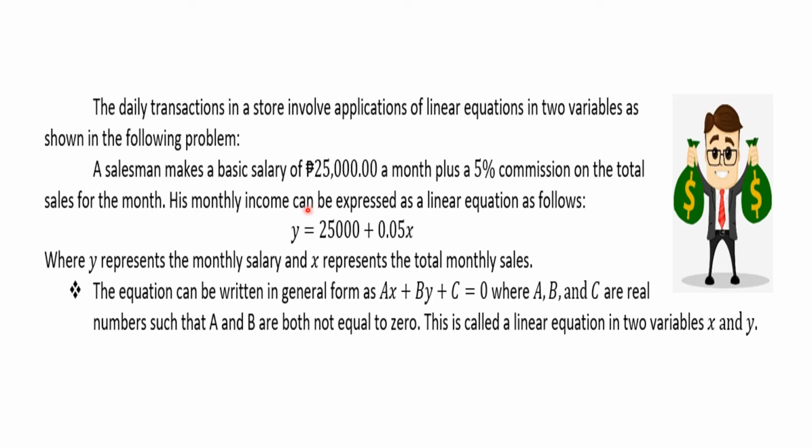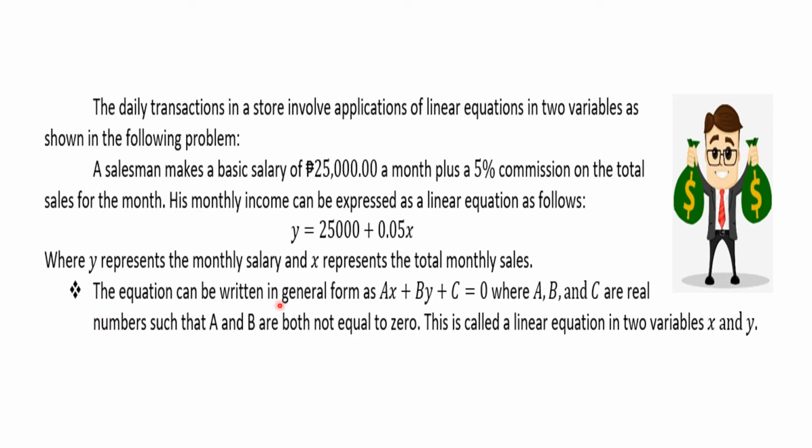So we can make this into y equals 25,000 plus 0.05x. So what is the variable y? Y represents his monthly income. And x represents his total sales for the month, which is multiplied by the 5% commission, where y represents the monthly salary and x represents the total monthly sales.